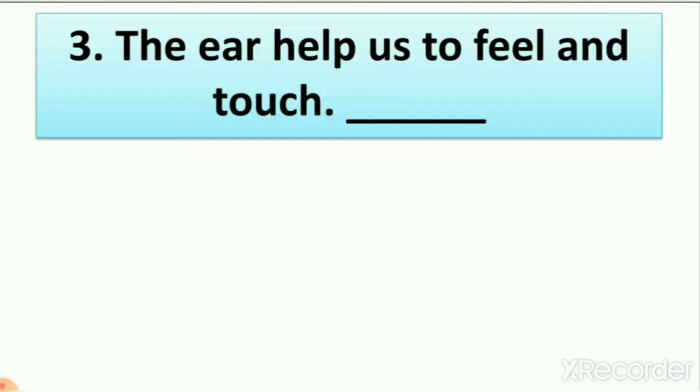So, we have the sentence that the ear helps us to feel and touch. So, is it right or wrong? We can feel and touch with which sense organ? It is our skin. So, the ear helps us to hear things, not to feel and touch. It means this sentence is wrong, right? So what do we write here? We write here false. And the right sentence is the ear helps us to hear things. And for feel and touch, we are using our skin.